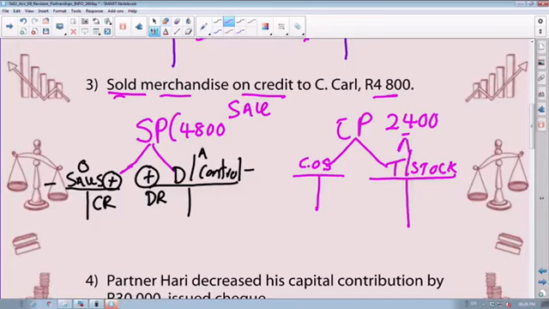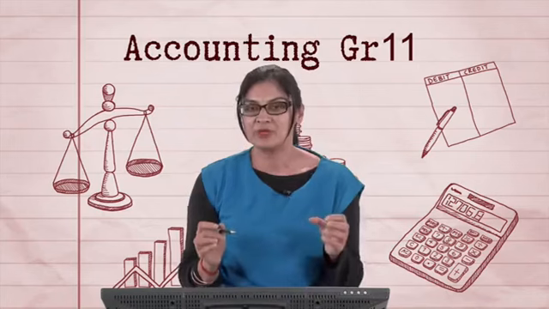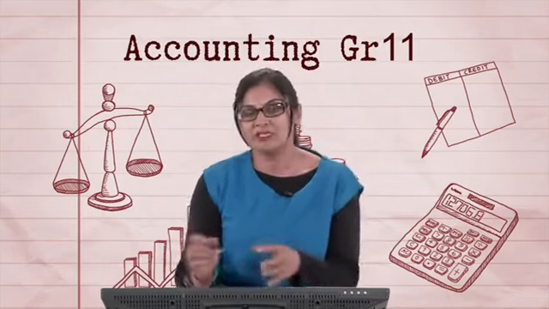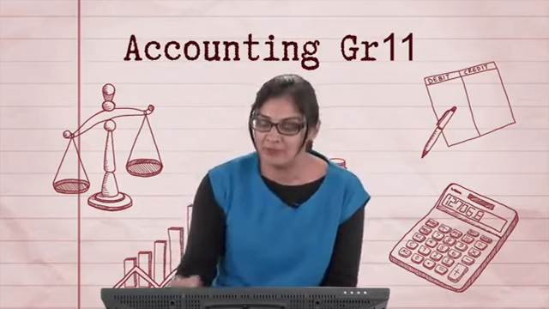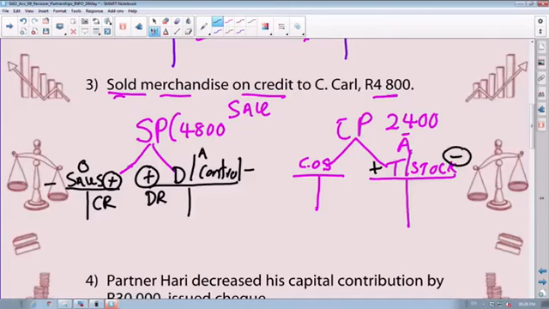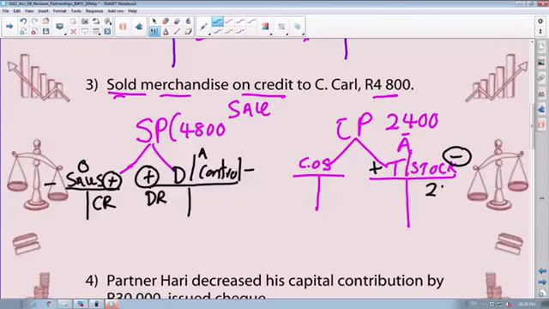Trading stock, we all know, is an asset. Okay, plus, minus. And the moment you sell stock, remember the customer, when they buy the stock, they're not going to leave the stock in your shop. They're going to obviously take the stock with them. So immediately the amount of trading stock you have is now going to go down. It's going to decrease. The customer is buying the stock. The stock is now leaving the business premises. So the amount of stock you have is now going to decrease. So trading stock will now decrease with a value of 2,400. In other words, trading stock is being credited.